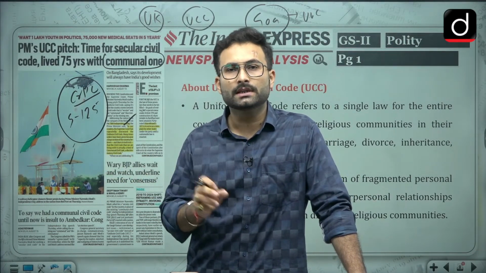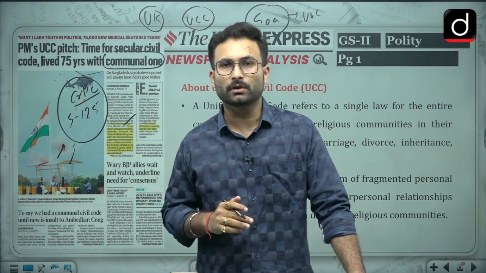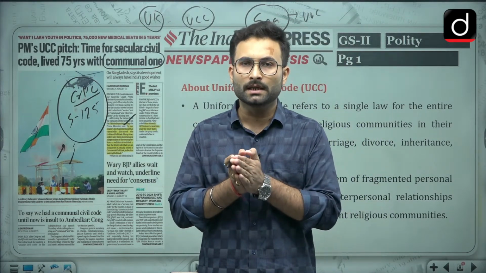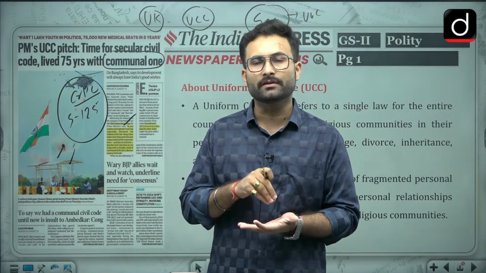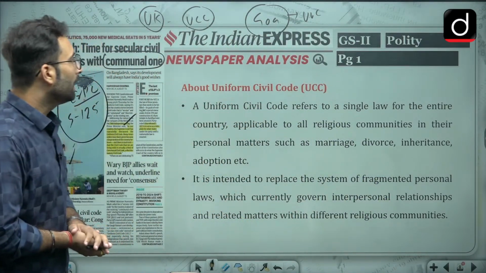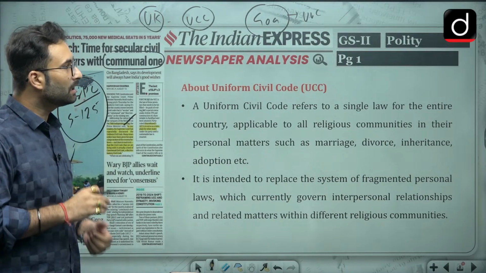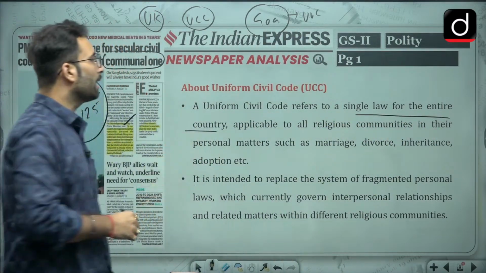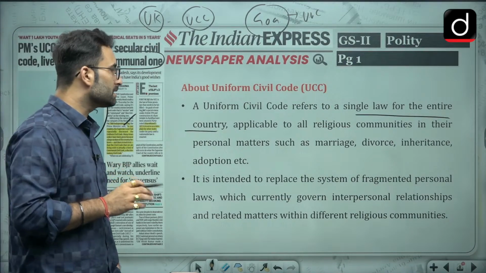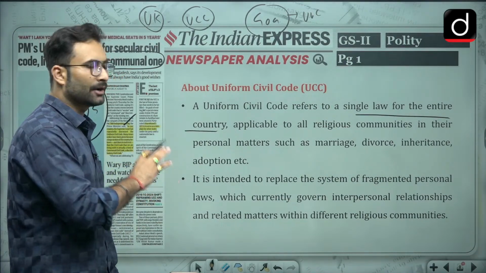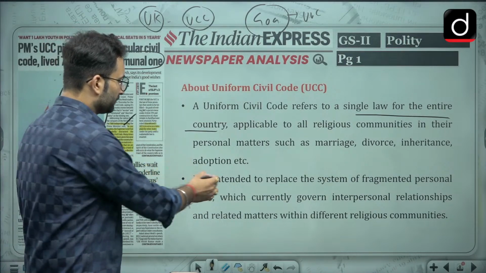Now because of all these, there is this talk of Uniform Civil Code. So basically what we are saying is that when we are talking about the citizens of India, they should be governed by one law. Okay, so that is basically your Uniform Civil Code. Now coming to the definition, a Uniform Civil Code refers to a single law for the entire country, applicable to all religious communities in their personal matters such as marriage, divorce, inheritance and adoption.